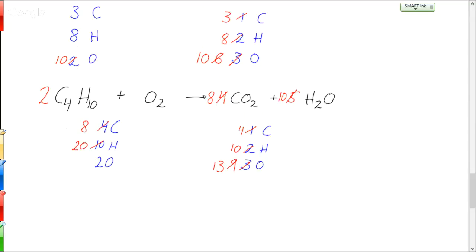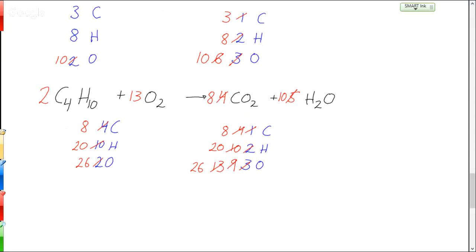So that's going to give us 8 carbons and 20 hydrogens on both sides. Just because we know we're going to have to change that number anyway. So going from 1 to 2 isn't going to help. It's not going to hurt anything. So now we see 26 oxygen on the right. That's a nice even number. So now we can put a 13 in front of the oxygen to get 26 on the left also. And now everything's balanced.